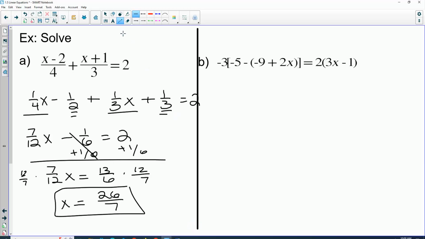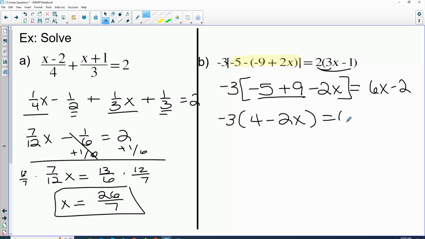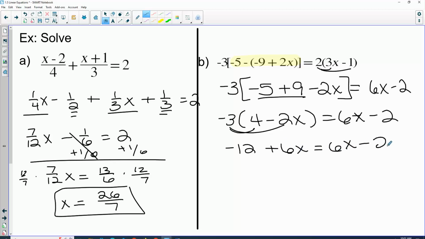All right, B. What do I need to do first here? Distribute. Start on the inside here. Those brackets are just acting as a second set of parentheses. So if I take my negative through, that would give me a positive 9 minus 2x. Over here, if we distribute, 6x minus 2. If you want, you could go ahead and combine like terms. -5 plus 9 is 4. So if we distribute, we get -12 plus 6x equals 6x minus 2.